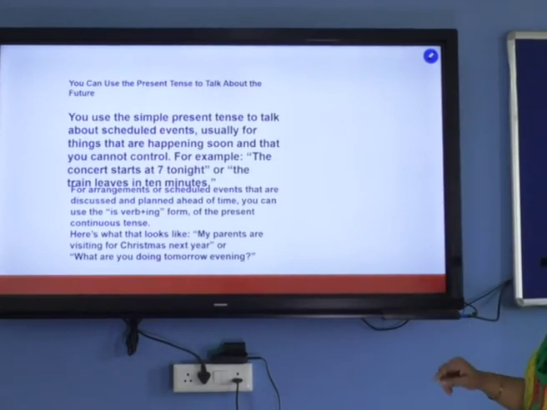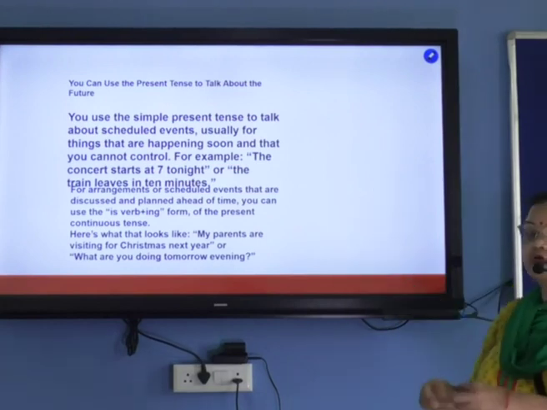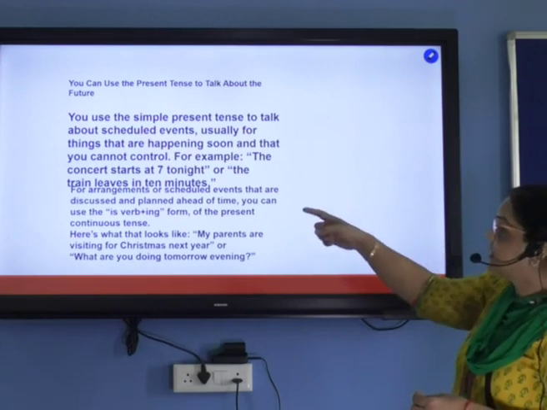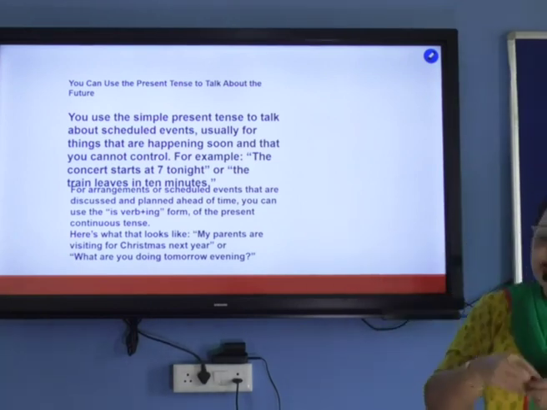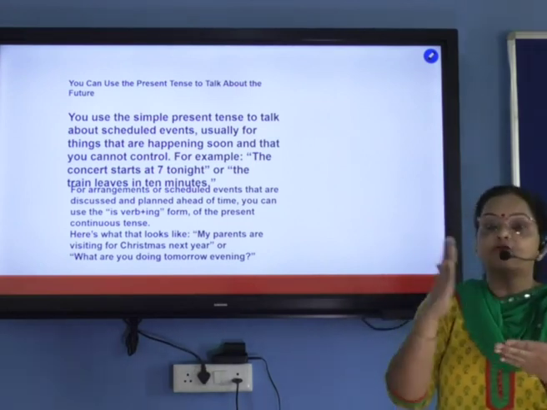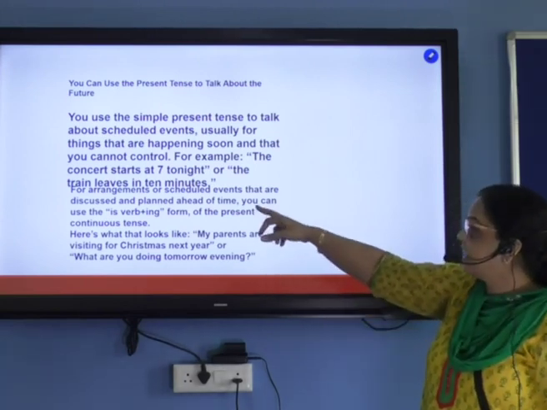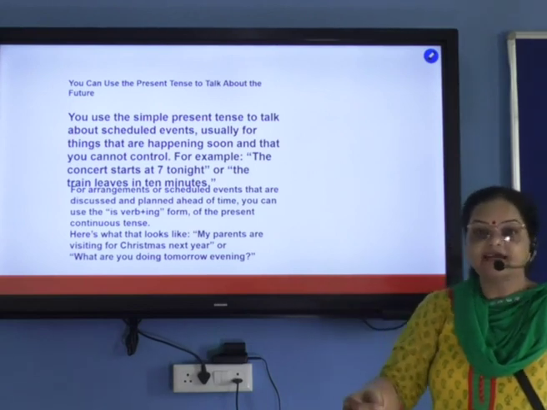Okay, now I was telling you about the future. So you use simple present tense to talk about your scheduled events. Right? I am saying the concert starts at 7 tonight. It is in future, but we can use the present tense. It is not necessary that we have to use will and shall for future all the time. Especially, the train arrives in 10 minutes. It is going to come in 10 minutes.